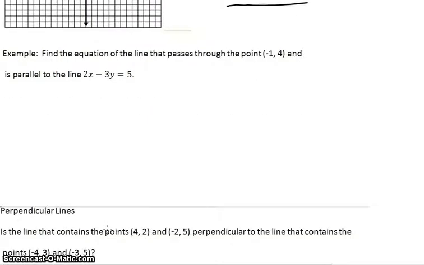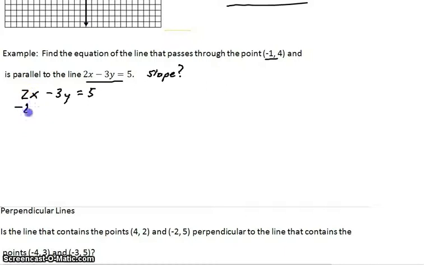Now, another wrench that you can throw into this type of problem is if you don't have a specific equation that tells you what the slope is. So you see this equation, we have a point just like before, but we have a different line, so we don't necessarily know what the slope is.